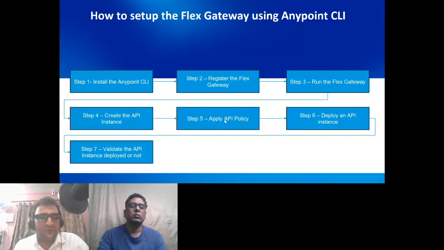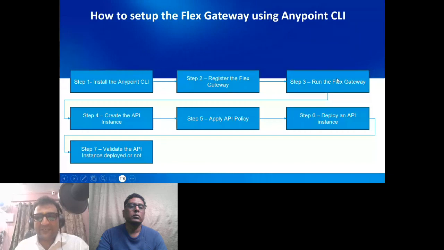There are a few steps. Basically, you set up the Anypoint CLI. And once you have set up the Anypoint CLI, you can register the Flex gateway. Whenever you register your Flex gateway, you can register in the local mode. So it will generate a registration.yaml file. That file is important, and you need to save that particular file for future use also. Once you register it and it generates the registration.yaml file, you have to run the Flex gateway.